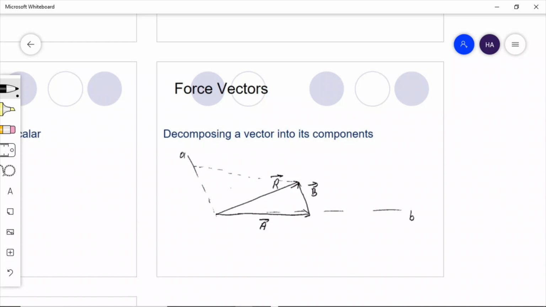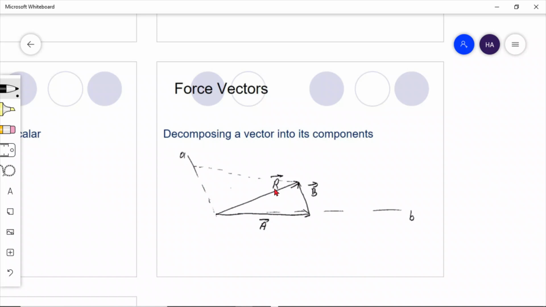Now here I have two lines. One line is A, the other line is B, and certainly I have my vector R, okay, and I want to find its components in the direction of A and in the direction of B. How will I do that? Now remember how I sum up the vectors. So certainly when I decompose a vector into its components, the summation of the components shall give me the original vector, R in this case.